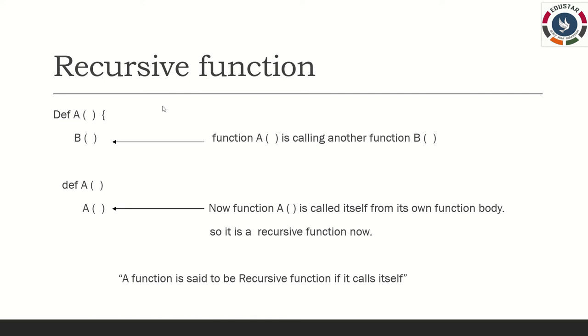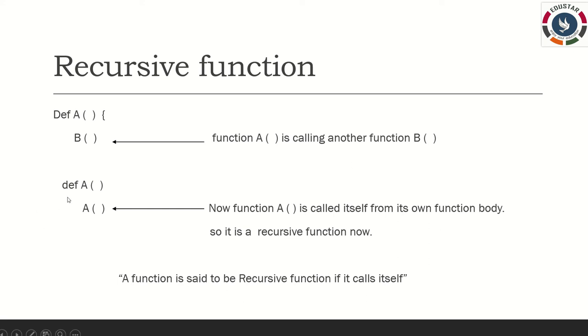Here I'm using the keyword def, and this is my function name a. I open it, and here I'm not passing any parameter. Inside, I'm going to call another function named b. This is a call to another function, so this is not recursive.